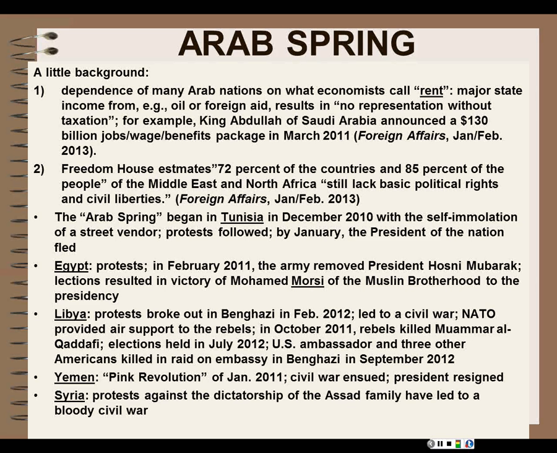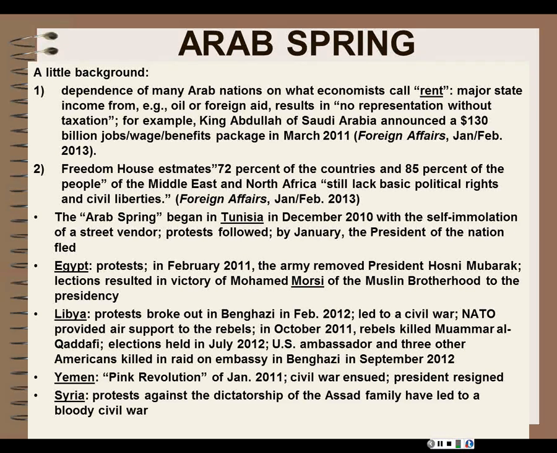For example, King Abdullah of Saudi Arabia announced a $130 billion jobs wage benefits package in March 2011, trying to prevent any kind of riots or dissatisfaction, disgruntlement in his country. Freedom House estimates that 72% of the countries and 85% of the people of the Middle East and North Africa still lack basic political rights and civil liberties, and that's according to a Foreign Affairs article in January-February of 2013.